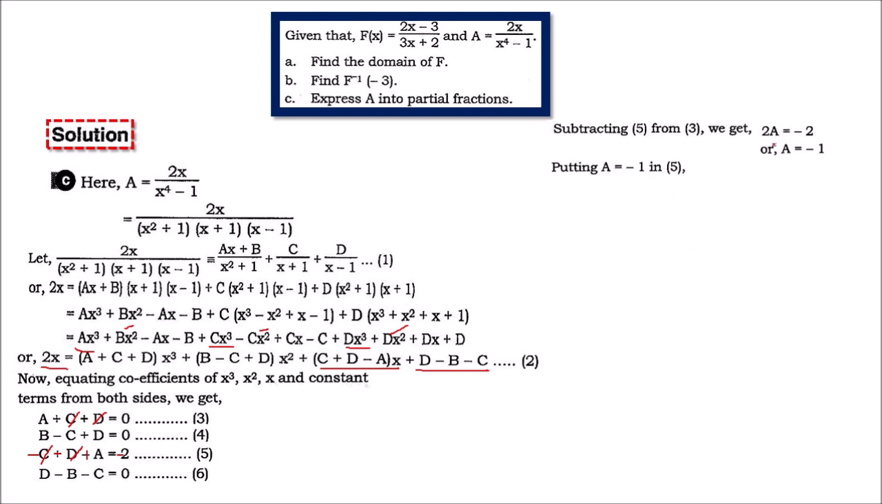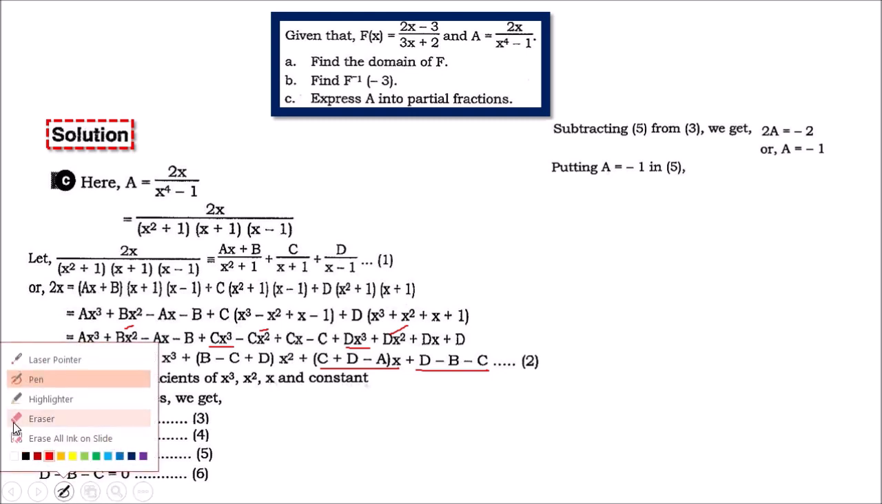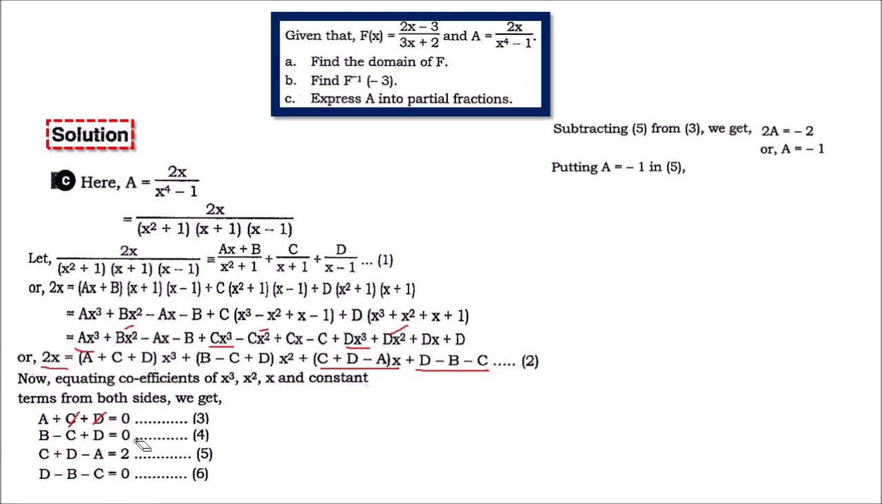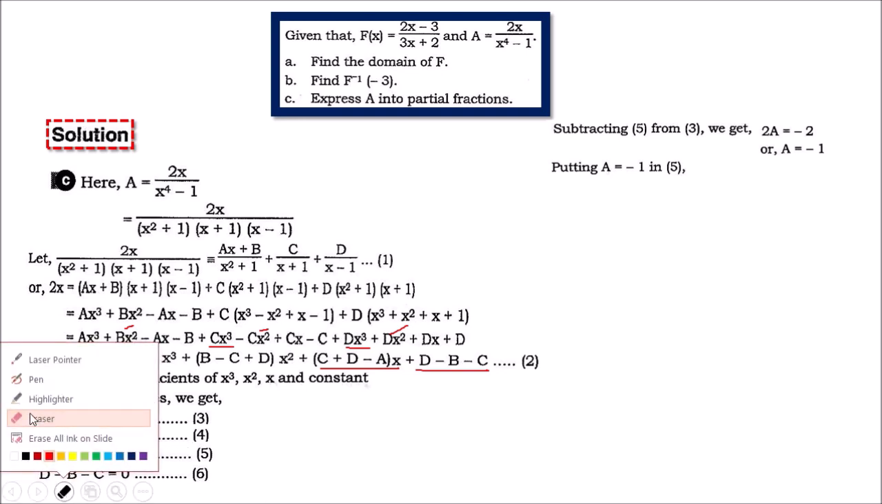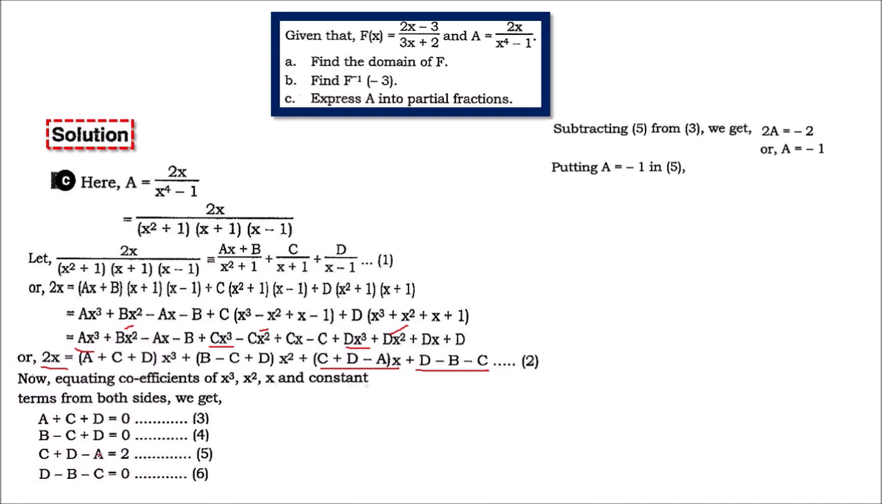Similarly, if we put this value a equal to minus 1 in equation number 5, I am just going to erase all the things. Okay, so if I put the value a equal to minus 1, then look here, c plus d, here is minus and minus 1, that equal to plus 1. This will go to this side, so it will be 2 minus 1, that will be 1.